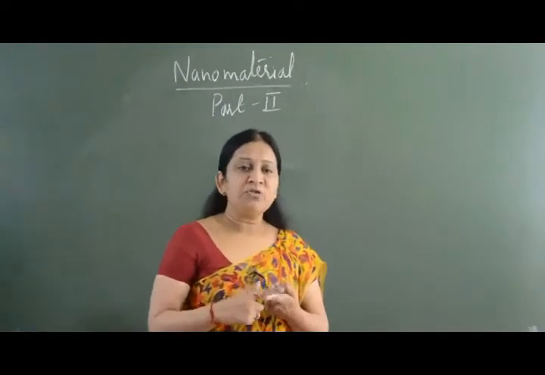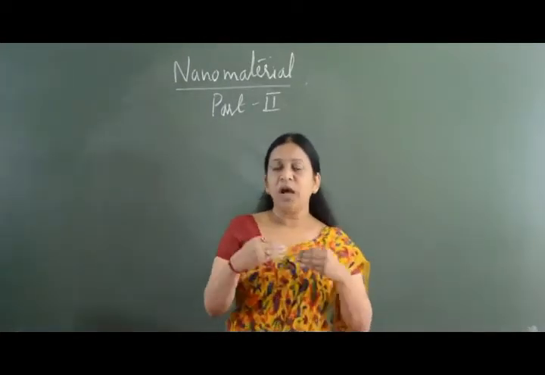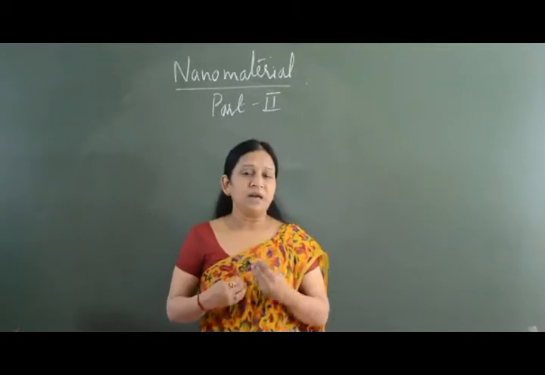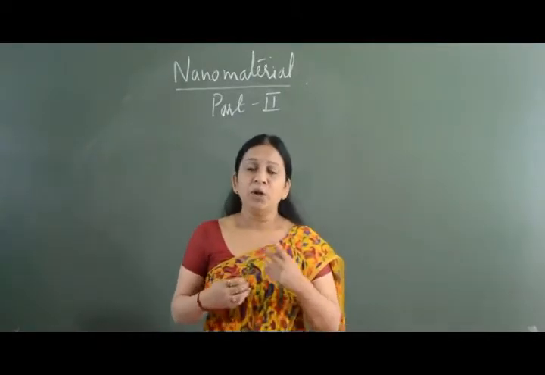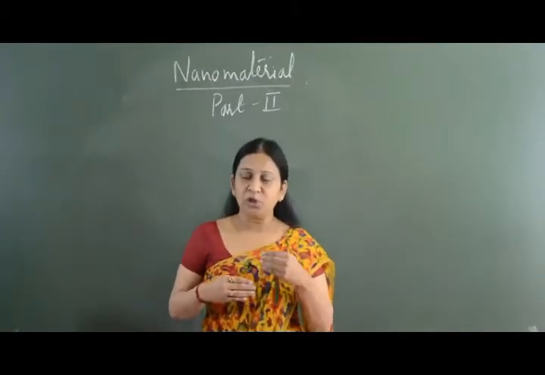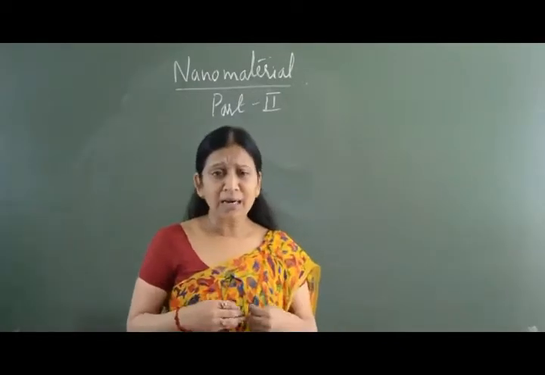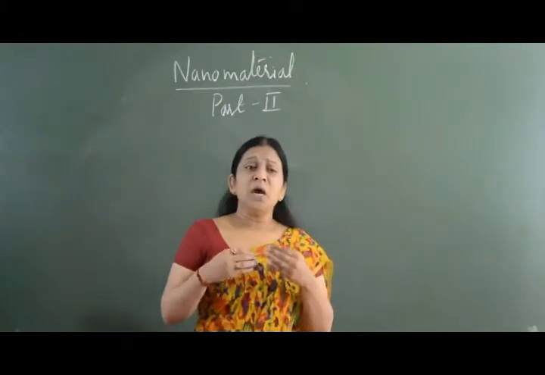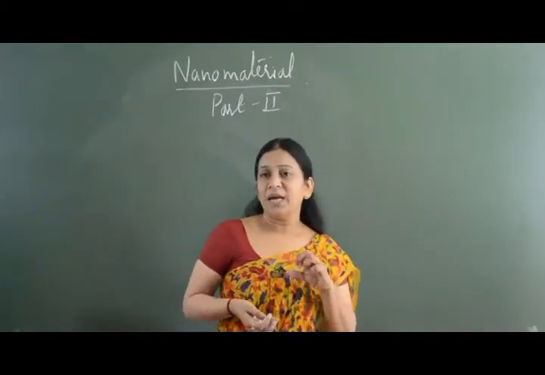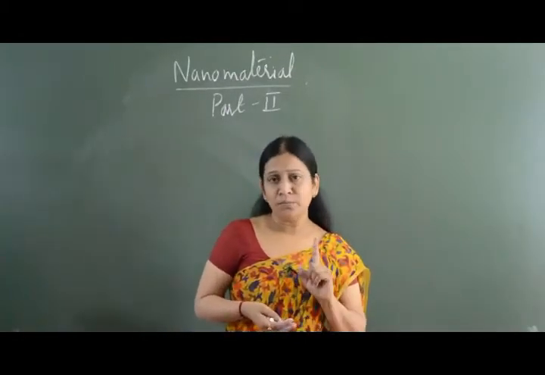If one dimension lies in nano range and the two dimensions are normal, that is quantum well. And when two dimensions lie in nano range and one dimension is normal, that is quantum wire. And the third one is when all the three dimensions lie in nano range, then we have quantum dots.